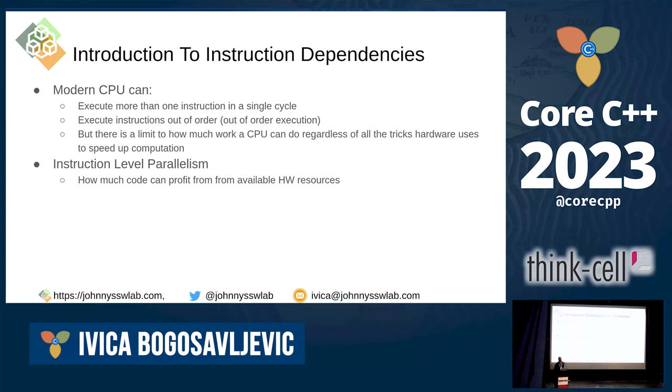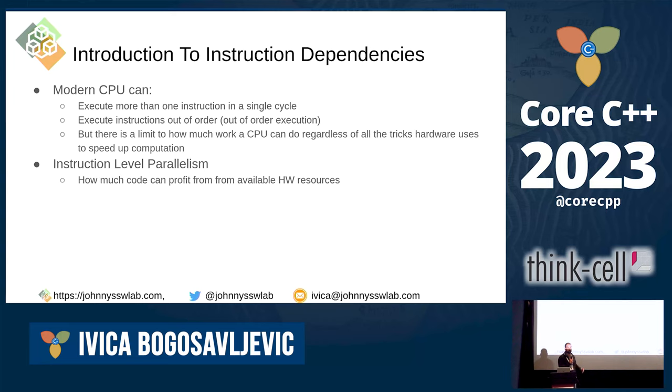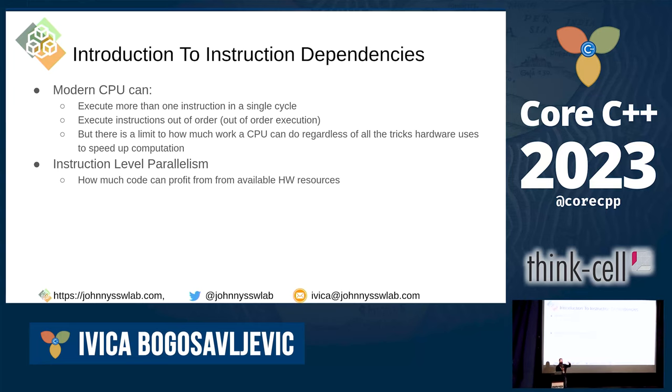Most of the CPUs nowadays can do this. What they can also do is execute instructions out of order. That means that if the CPU is executing some instructions and for a single instruction the input parameters are still not available, the CPU can skip the instruction and move to execute other instructions that follow it in the instruction stream.